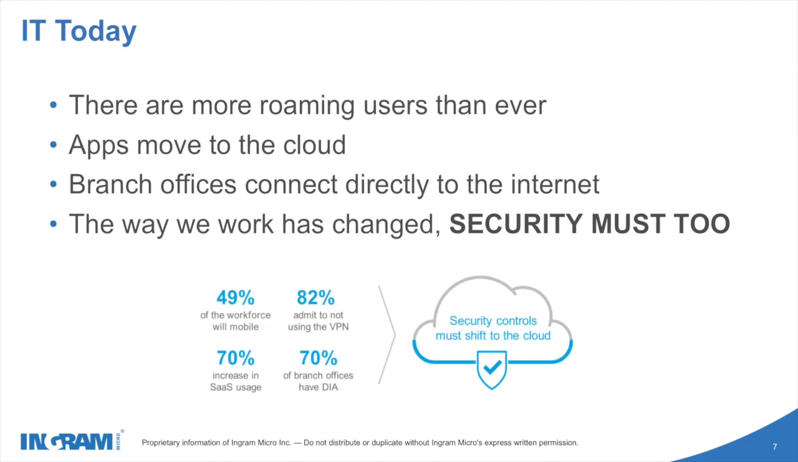To save on bandwidth and related costs, branch offices no longer backhaul traffic to corporate and instead connect directly to the internet. 70% of enterprise branch offices report direct internet access, and it's estimated that an alarming 30% will be the target of entry for advanced attacks.